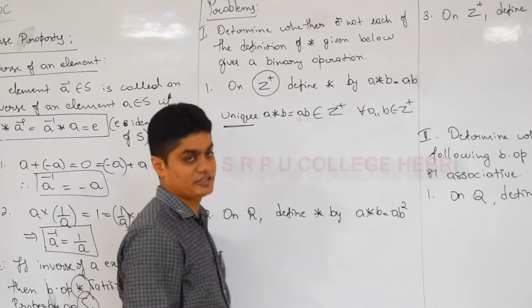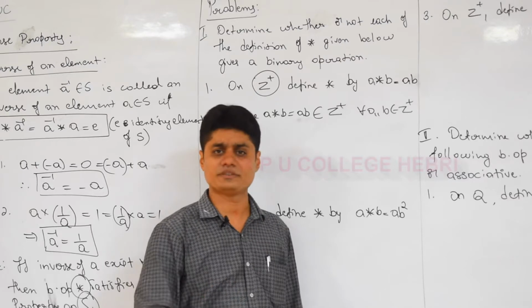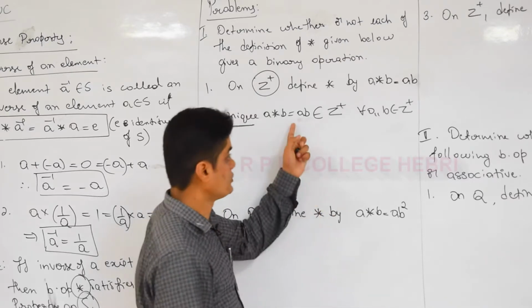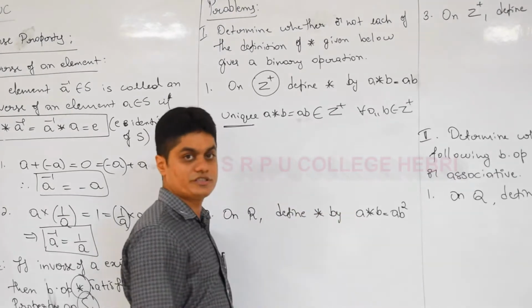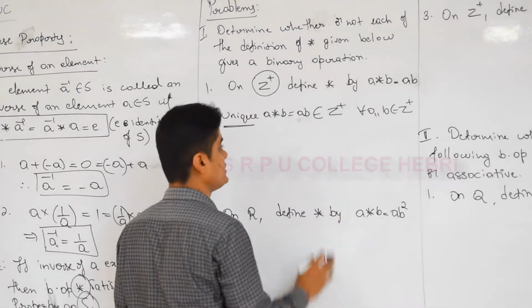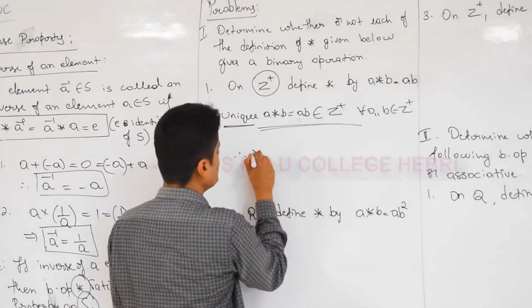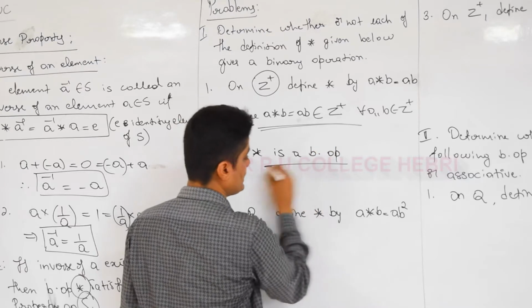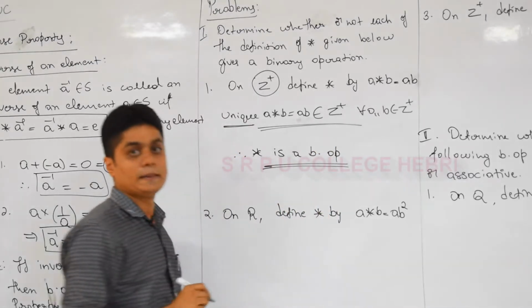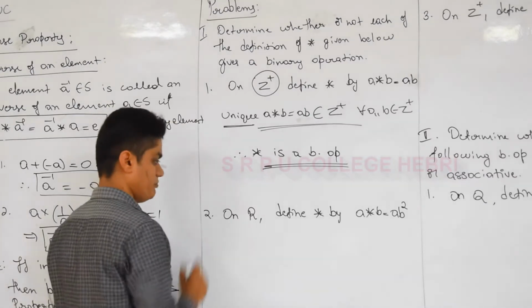As I told in the previous video, it never fails. Almost 99.99% never fails in any problem, but usually either condition fails. But the product of positive integers is a positive integer always, for all positive integers, so it is true. Therefore star is a binary operation. Is that clear? Next problem, same heading.